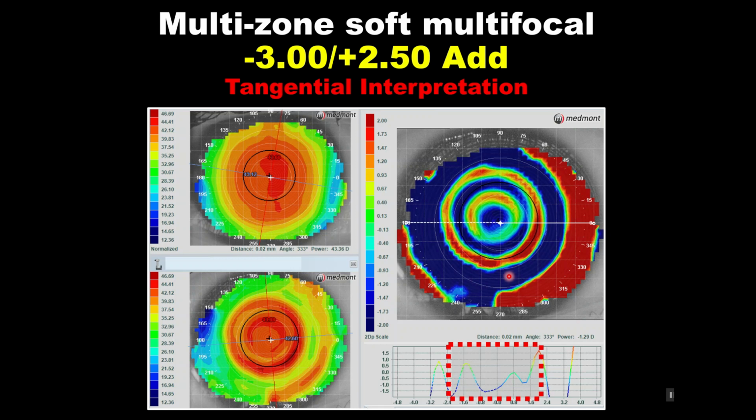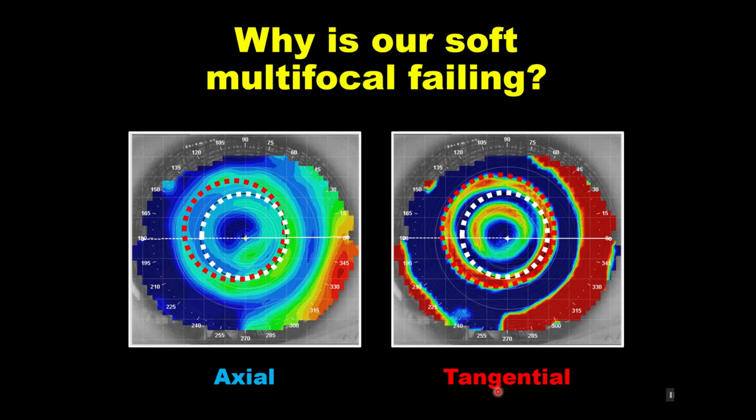Again, we could pull up that graph at the bottom and look at the distribution and see that here's the visual axis right here in the center, 0.0, and our powers do not appear centered to that visual axis. So why is this multifocal failing? Well, because the lens isn't really centered to the visual axis.